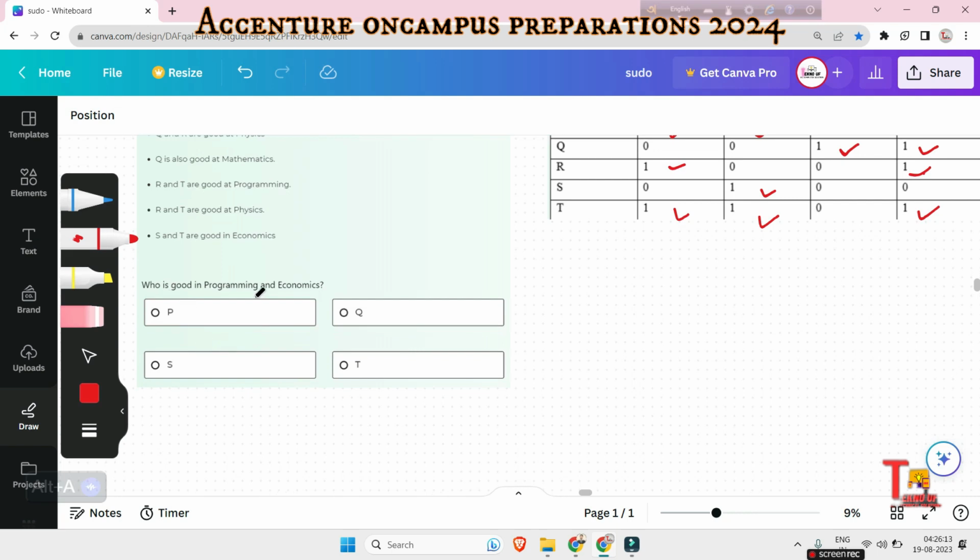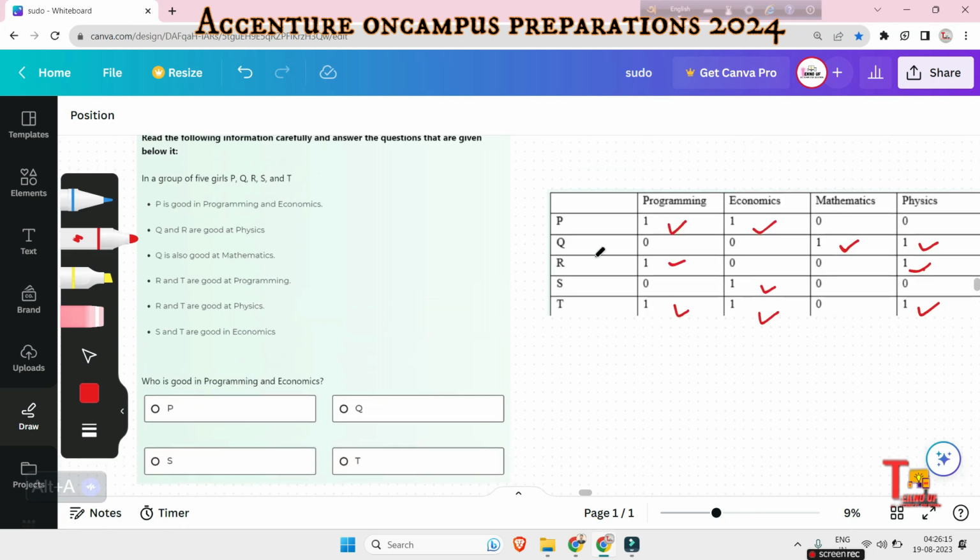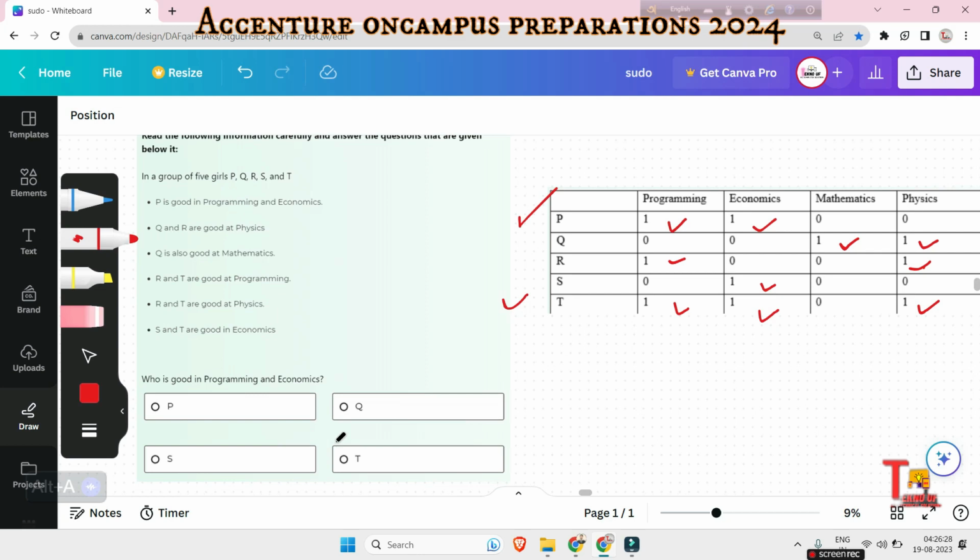So it is asked who is good in programming and economics. You can clearly look that P is good at programming and economics, right? And also T is good at programming and economics. You can opt for either of them, right?